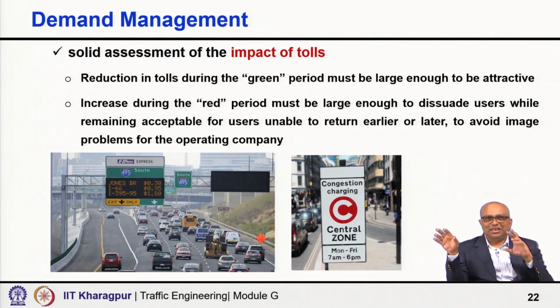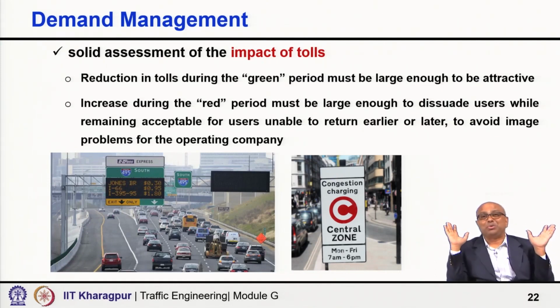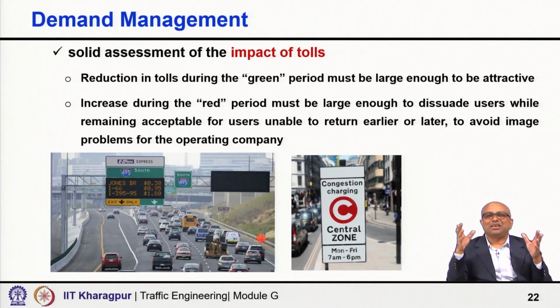On the other hand, the increase in toll during the red period must also be large enough to dissuade users, while remaining acceptable for users unable to travel earlier or later, to avoid image problems for the operating company. People should not think that this company is only trying to extract money. No, they should feel that whatever is done is logical, understand the objective clearly, that simply the road cannot take more or the congestion cannot be handled.